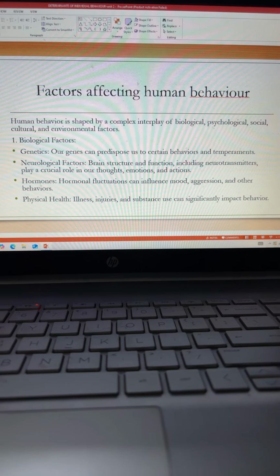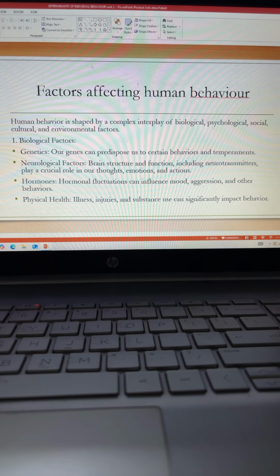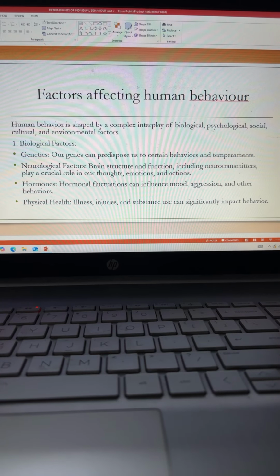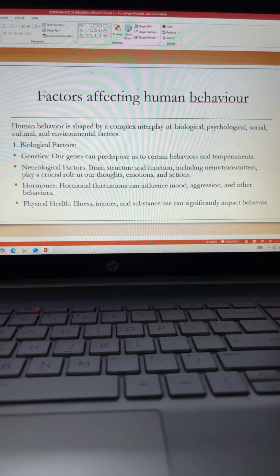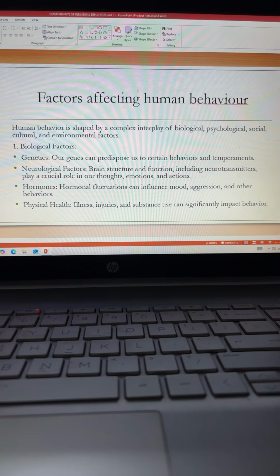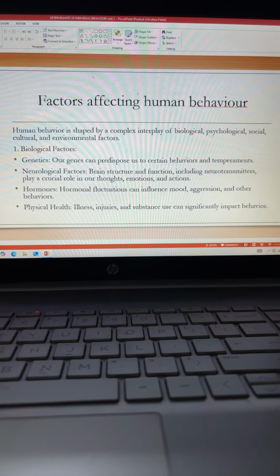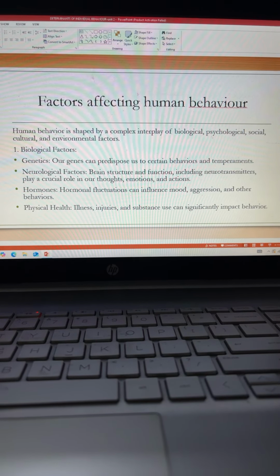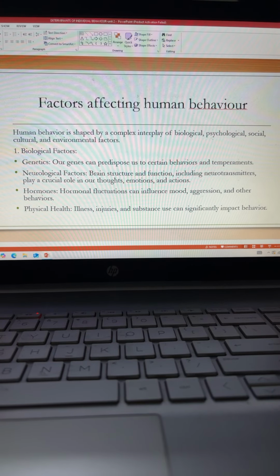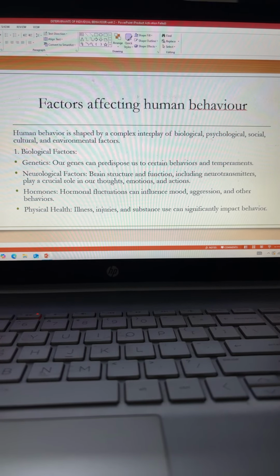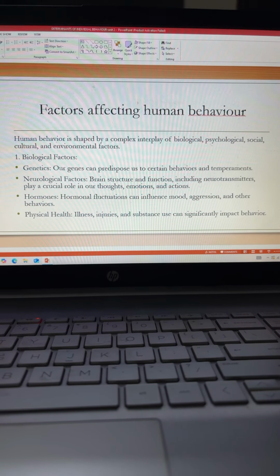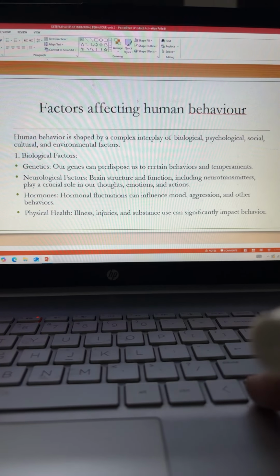So we can say human behavior is basically shaped by a complex interplay of biological, psychological, social, cultural, and environmental factors. In biological factors, you can say the genetics of the individual, that is the genes of the individual. The neurological factors, which include neurotransmission, play an important role, that is the thoughts and the emotions of the individual. The hormones fluctuate the mood and aggression of the individual. The physical health of the individual, that is illness and injuries, affects the behavior of the particular individual.